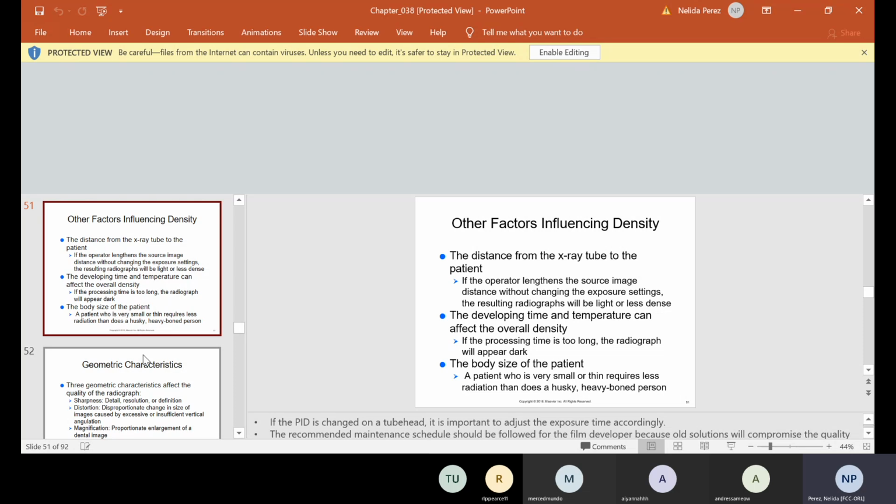Back in my days, we had to dip the x-rays in a dip tank. And if you didn't do it right, then your x-rays were a hot mess, okay? And we will be talking about that too, because there is a part in your lecture that talks about that. Now, another thing that might affect your x-rays is the body size of the patient. A patient who's very small or thin requires less radiation than does a husky, heavy bone person, okay? So again, if the PID is changed on a tube head, it is important to adjust the exposure time accordingly, okay?